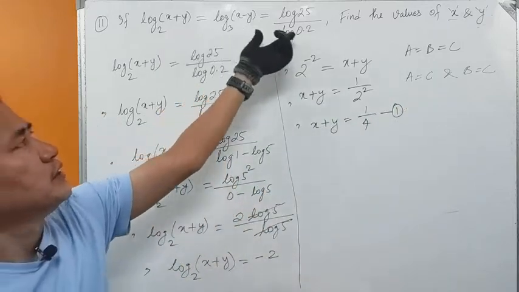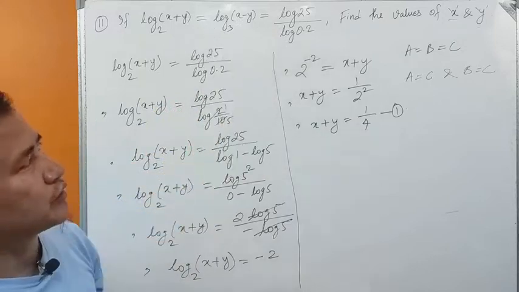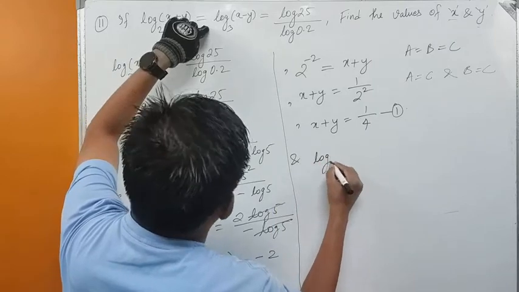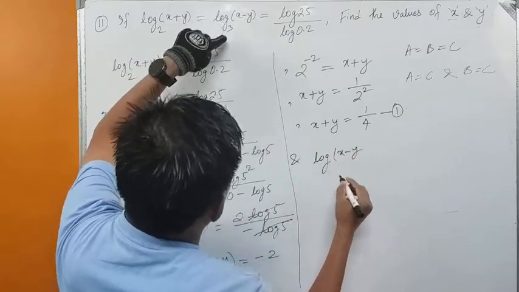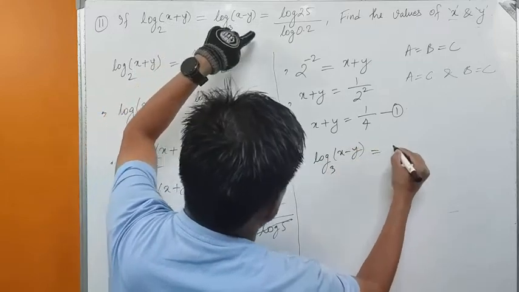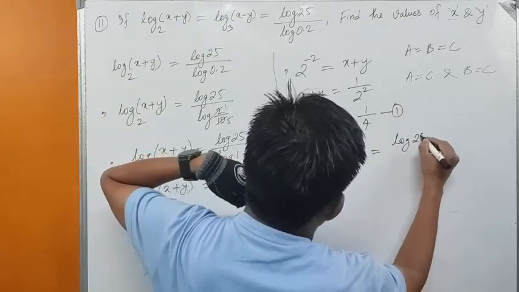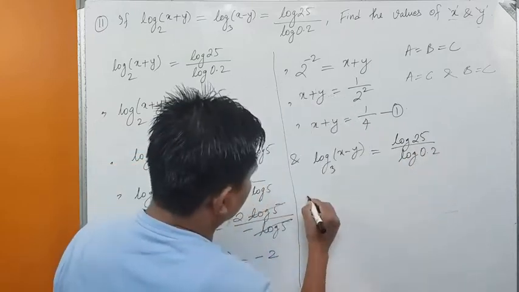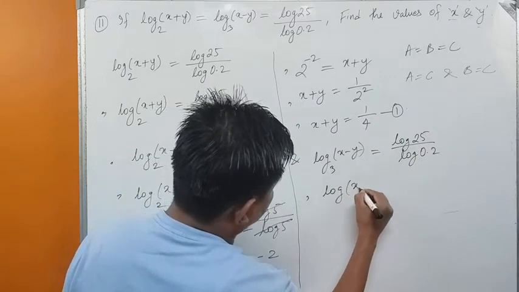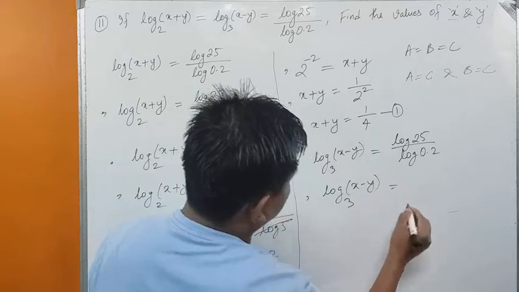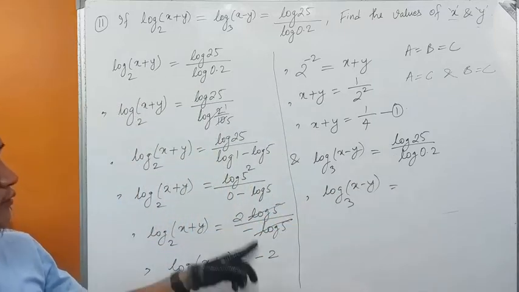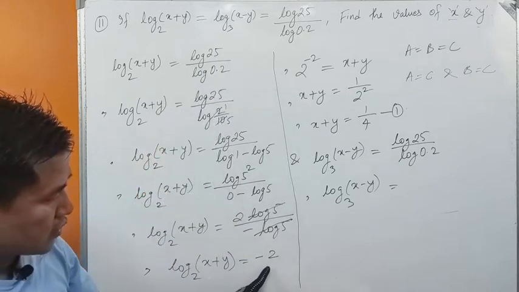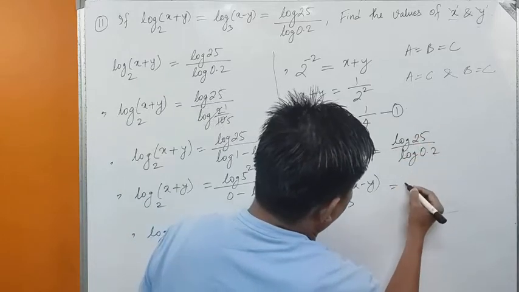Now we will solve this to find equation 2. We have log (x minus y) to the base 3 equals log 25 upon log 0.2. This whole thing is actually minus 2; we have already solved this. Log 25 by log 0.2 is minus 2. So you can write this whole thing as minus 2.